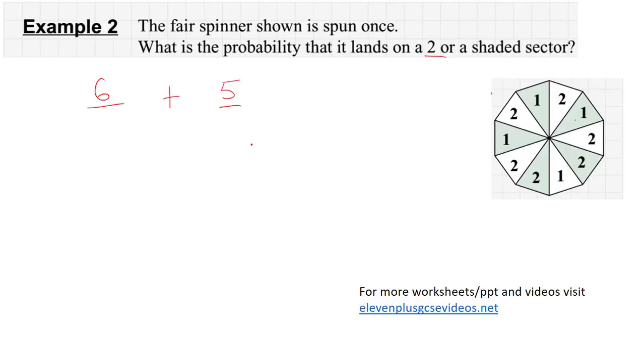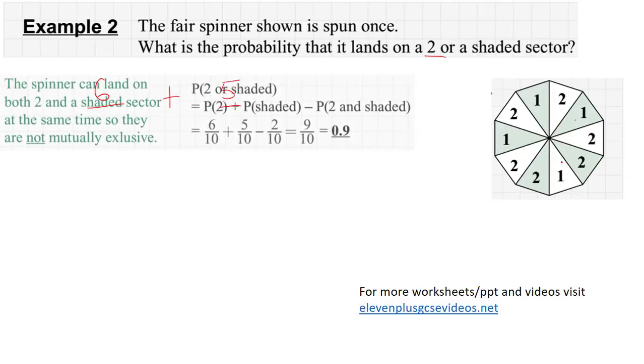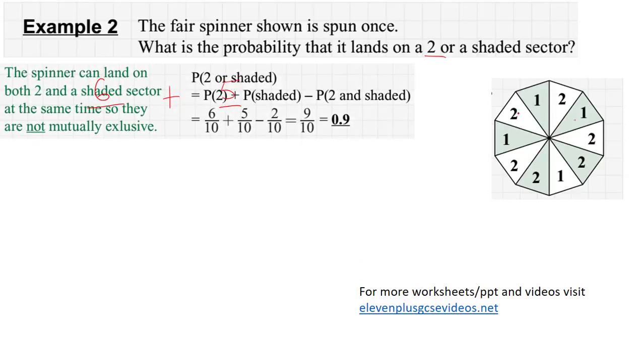Now we need to think about the bottom number here. The bottom number is basically counting everything, which is basically 10. So if you count all these sections together, there are 10 sections. Okay, the chance of landing on a 2 is basically 6 because there are 6 twos, which is this one here. And the chance of landing on this is going to be that.